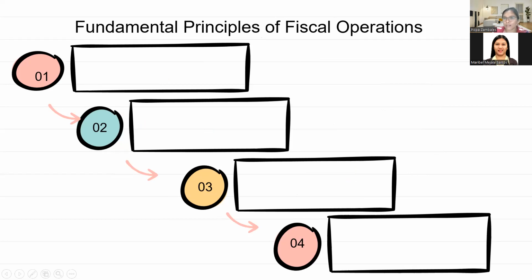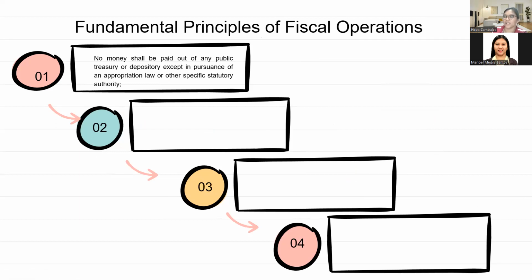So ibig sabihin, ito yung mga dapat nating tandaan when we are doing business for the government. Number 1, yung nabanggit ko na kanina sa introduction. No money shall be paid out of any public treasury or depository except in pursuance of an appropriation or other specific statutory authority. Okay? Law should tell it. Without a law telling it na pwede mo siyang gastusin, then you cannot do it.